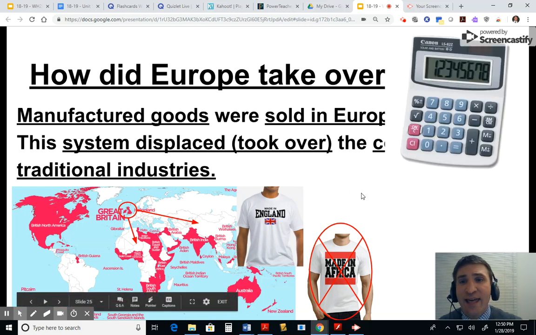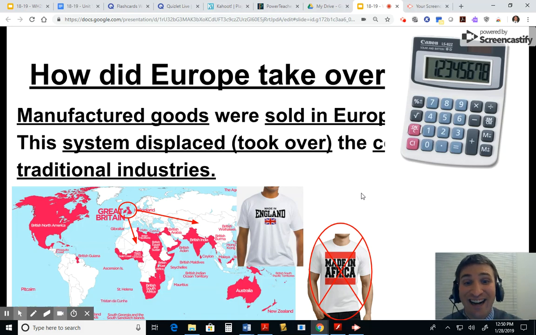In a way, the African countries became dependent, reliant on European goods. They weren't making their own. It's like when you're reliant on a calculator for math, you can no longer do math in your own head because you're so reliant on a calculator. It's somewhat similar to what's going on with imperialism in Africa by Europe.